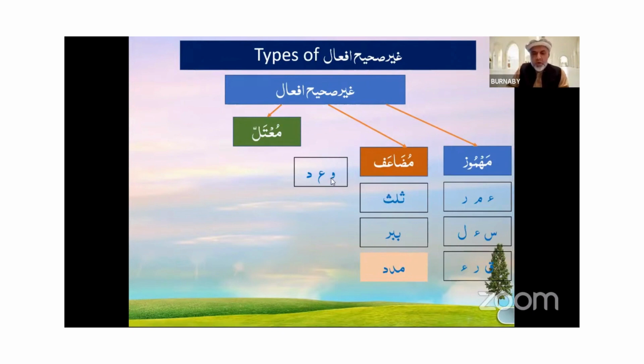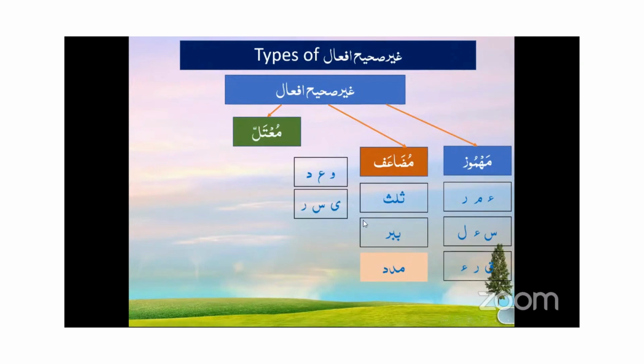So look at this. Wow, ain, dal. Which is the weak letter? Wow. And which position is wow here? Fa kalima. Look at this one. Ya, sin, ra. Which is the weak letter? Ya. Which position? Fa kalima.